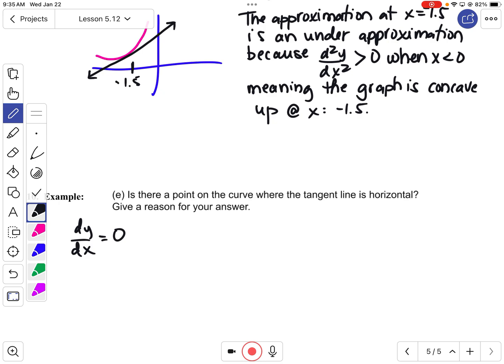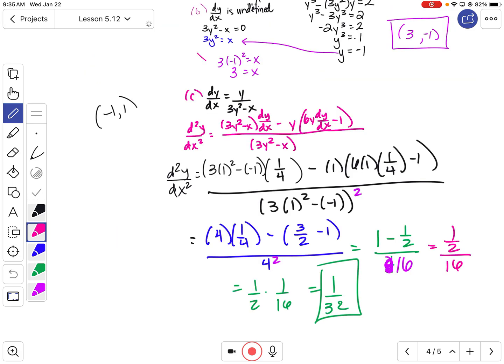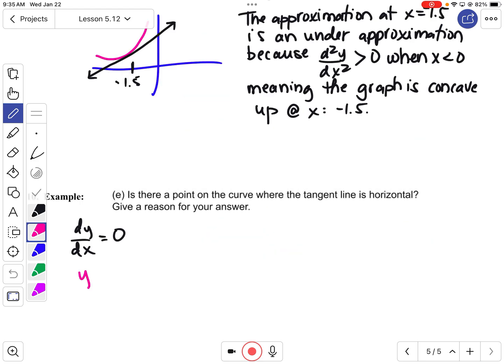So in that derivative, which part would have to equal 0? The top. Well, what was the top part? It was just y, right? So that means y equals 0. And then how do I find the point on the curve? Plug it into the curve. And our curve was what? y cubed minus xy equals 2. It was in that very first part.